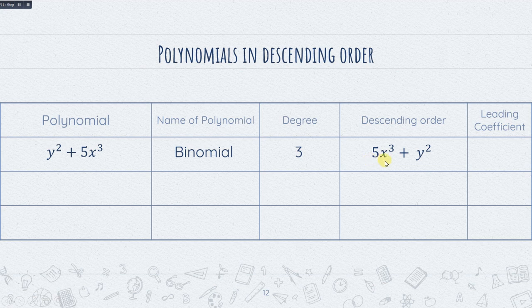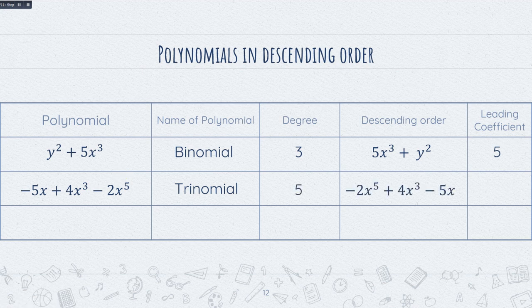Next, we have negative 5x plus 4x cubed minus 2x to the 5th power. The name of the polynomial, which has 3 terms, is trinomial. The degree of terms, we just look for the highest exponent, which is 5. Descending order, arrange it by negative 2x to the 5th power plus 4x cubed minus 5x. So as you can see, it changes the order. Okay, so the leading coefficient would be negative 2.